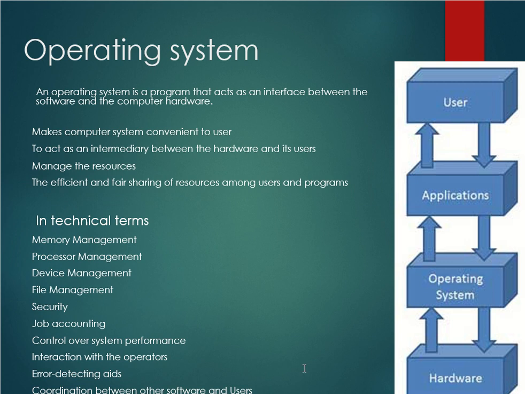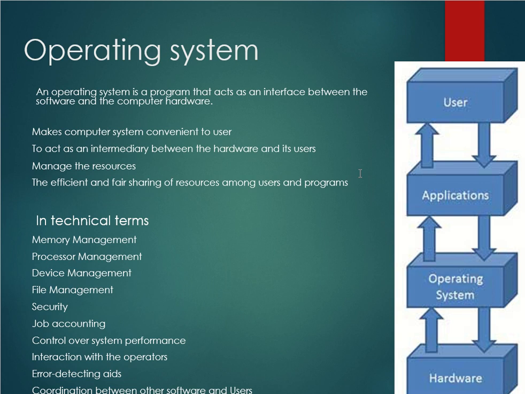Okay. And by this operating system, which provides us an environment to use applications, there are some things that need to be done. In technical terms we can mention them as memory management, processor management, device management, file management, security, job accounting, control over system performance, interaction with the operators, error detecting aids, and coordination between other software and users.